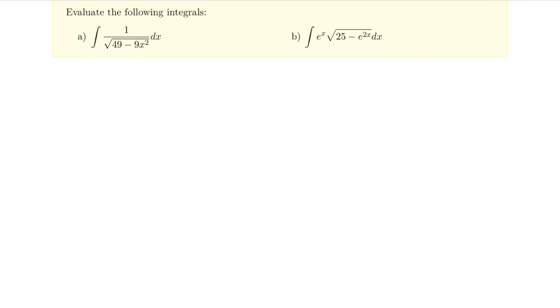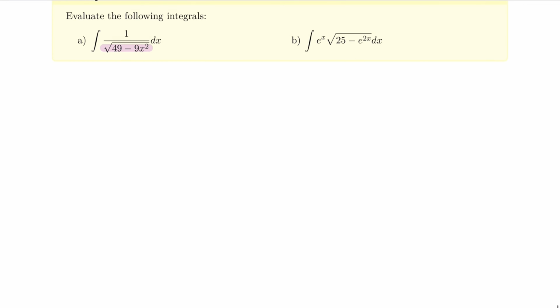I'm going to focus on the square root part and analyze it to see which substitution we're going to use. First, I'm going to rewrite it such that it's easier to identify what my a and my x are. I can rewrite it as 7 squared minus (3x) squared, and hopefully you can realize this is in the form of a squared minus something squared.